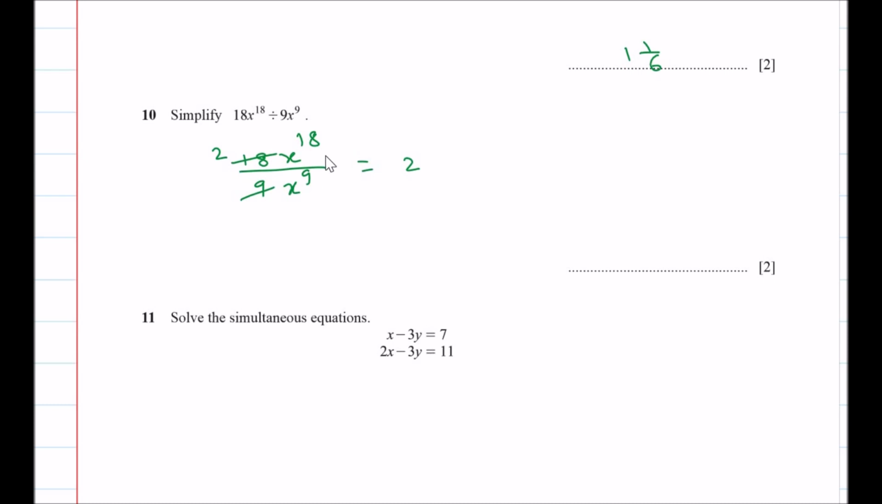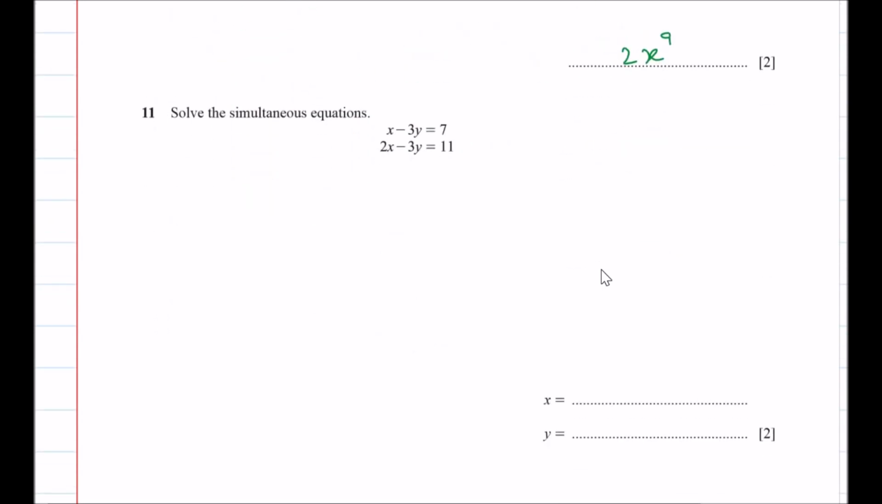Now the variable, x power 18, x power 9. We are dividing, so the powers have to be subtracted. So we are going to find the difference of 18 and 9. So 18 minus 9, and that will give us 2x to the power 9. So the answer is 2x to the power 9.